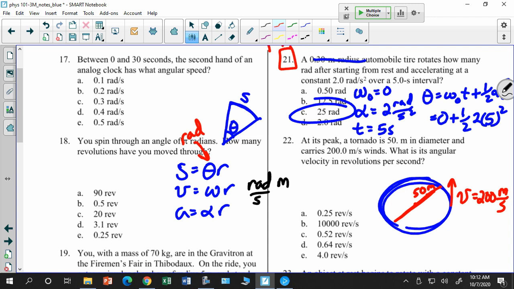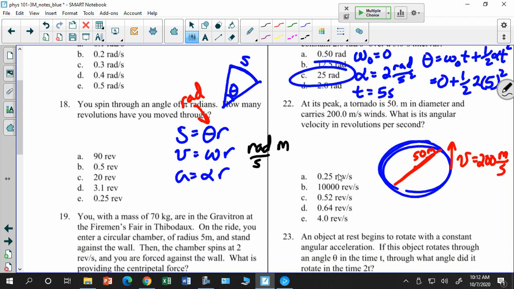So what we do here with this question, well, I'll let you do this actually. What is the angular velocity here in revolutions per second? Recognize that you're going to calculate that in radians per second, so you'll need to convert it into revolutions per second when you get the final answer. And then also I give you the diameter, not the radius.